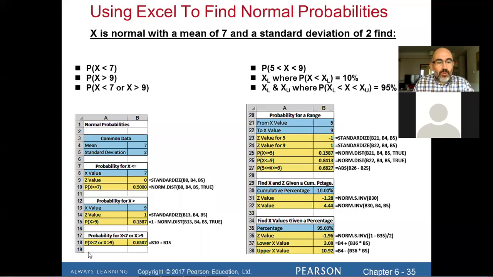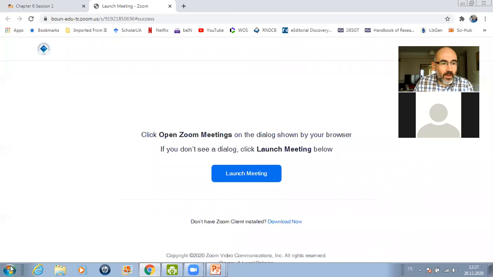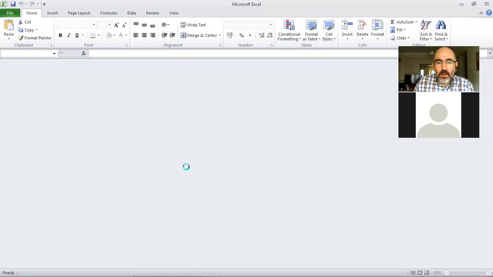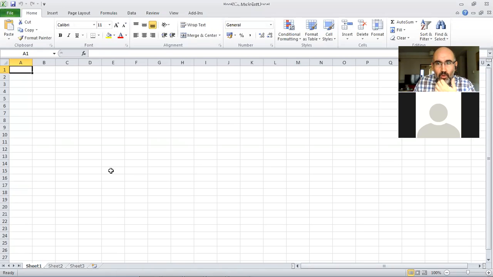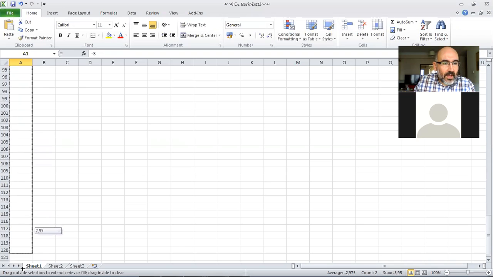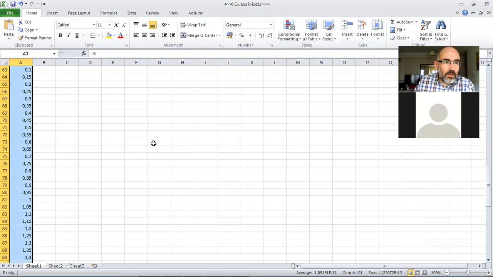Okay, now we're going to show you how to use Excel for calculating normal probabilities and using the distribution function. Let me open a blank sheet. First I want to show you how the normal density looks. I'm going to generate some numbers and let it go all the way to 3 sigma.